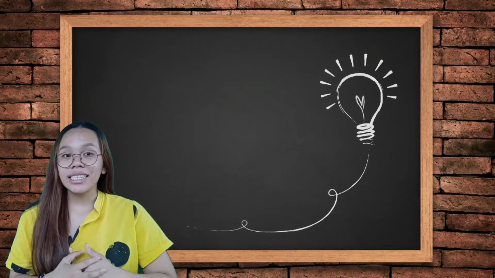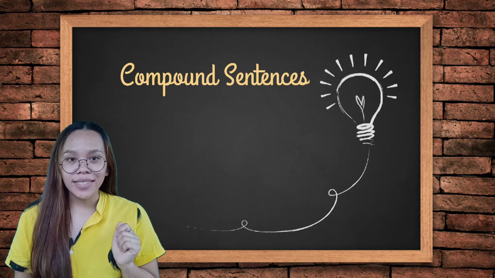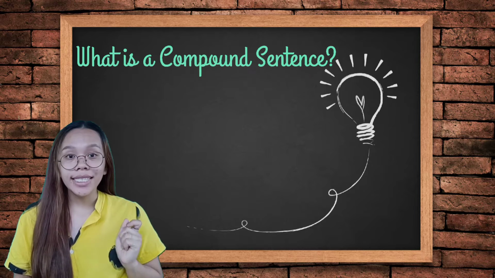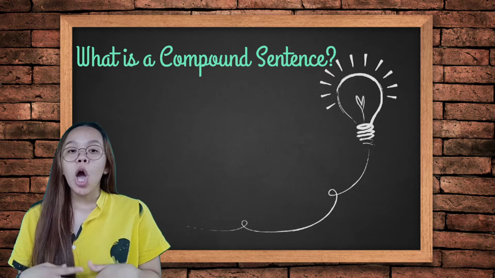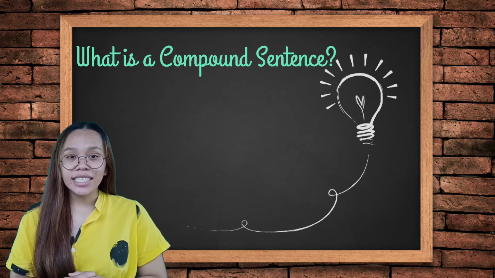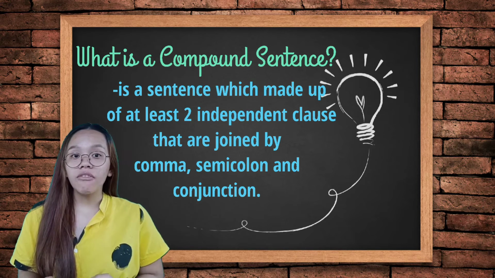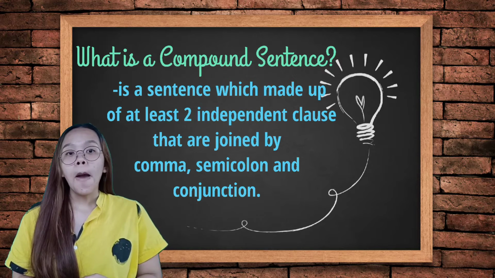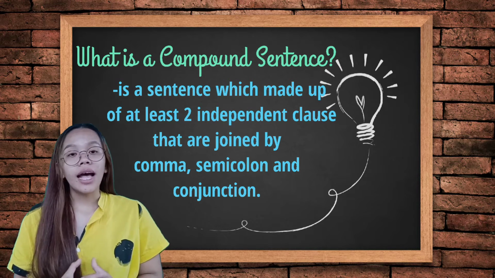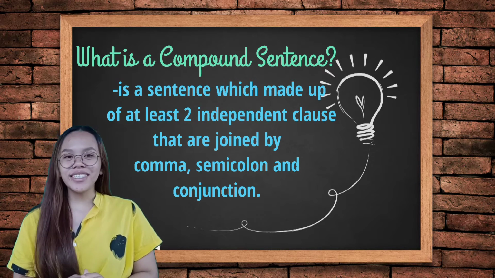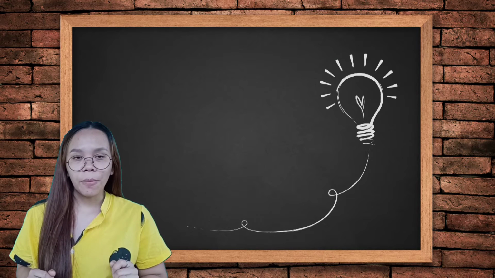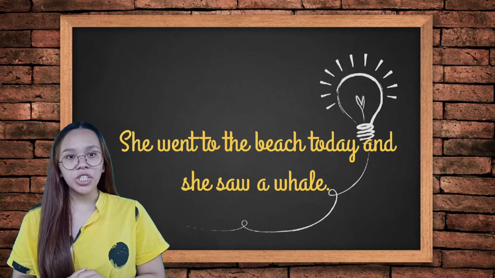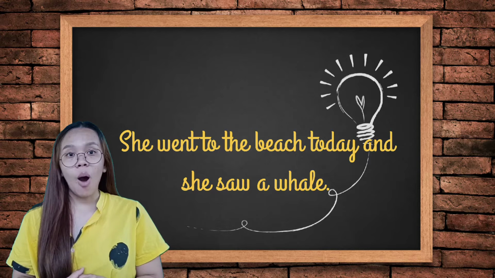Now, let's take a look at compound sentences. And what is a compound sentence? Well, a compound sentence is a sentence which is made up of at least two independent clauses that are joined by a comma, a semicolon, or a conjunction. Let's look at the example. "She went to the beach today and she saw a whale."